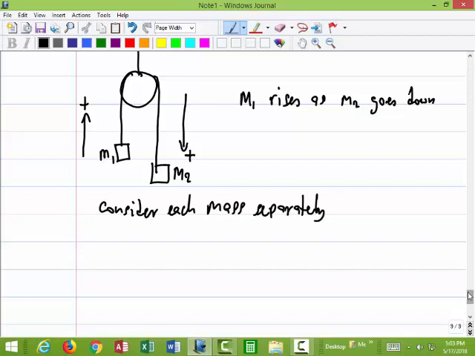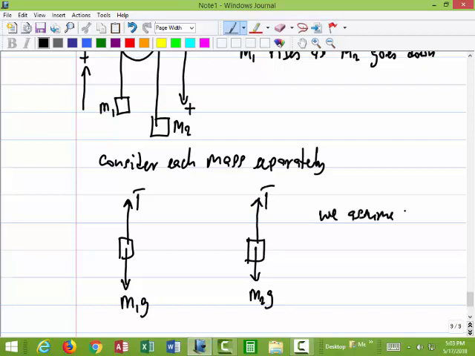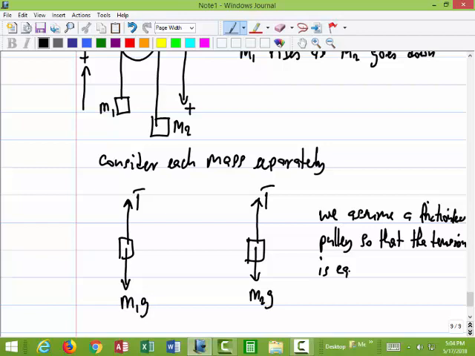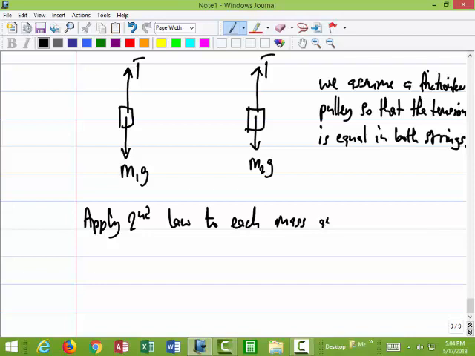So first of all, let's take the mass M1, and its weight is M1g, and the tension is T. And then for the second mass, we have M2g, and again the tension is T. We assume a frictionless pulley so that the tension is equal in both strings.